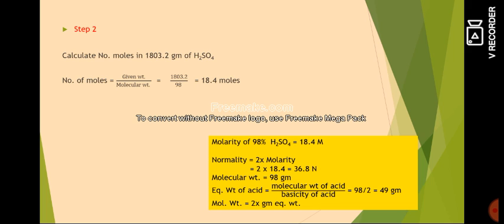Molecular weight of sulfuric acid is 98 grams. Number of replaceable ions is equal to 2. So the gram equivalent weight is molecular weight divided by number of replaceable ions, that is equal to 49 grams. And the molecular weight is 2 times the gram equivalent weight.